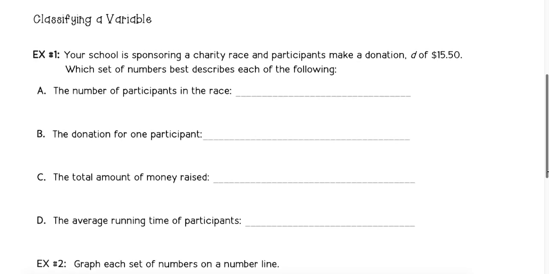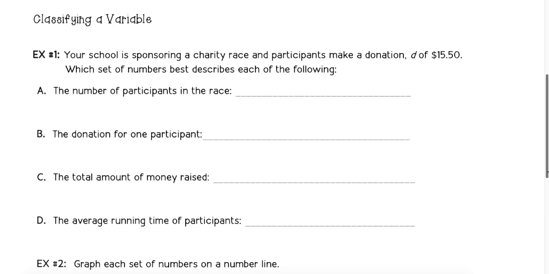All right, classifying a variable. So it says your school is sponsoring a charity race and participants make a donation D of $15.50. Which set of numbers best describes each of the following? Okay, so the number of participants in the race. So it wants the most specific subset of real numbers that I can possibly write. So the number of participants. First off, we know that has to be a whole number because we can't have half of a human, okay?